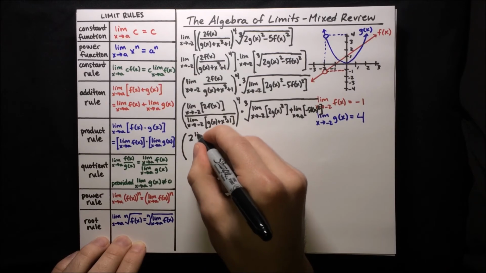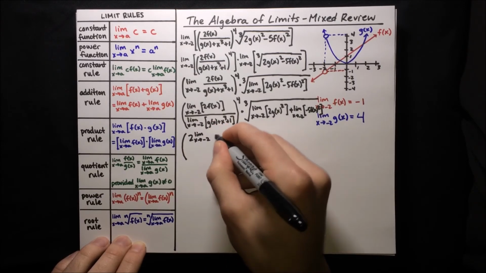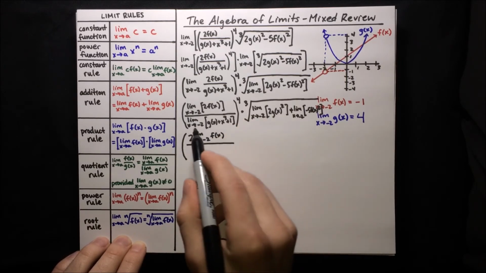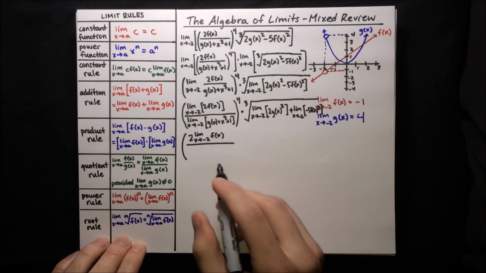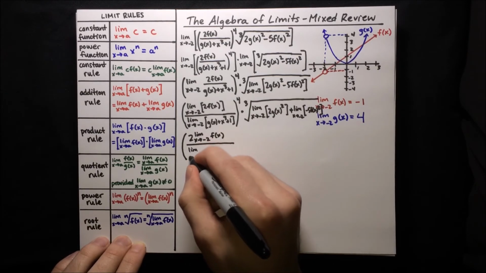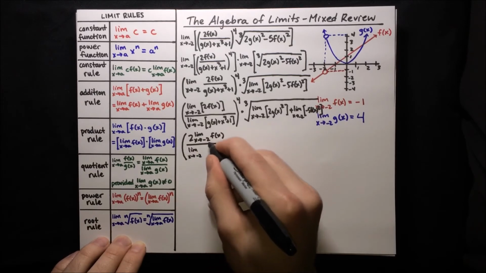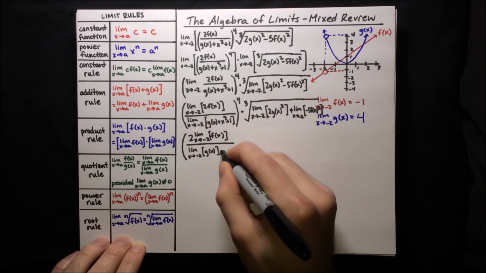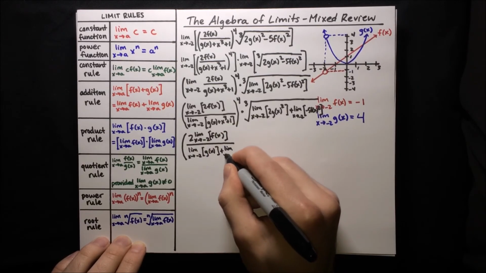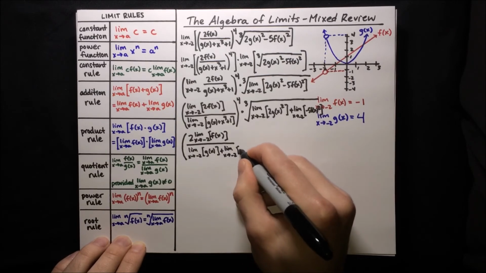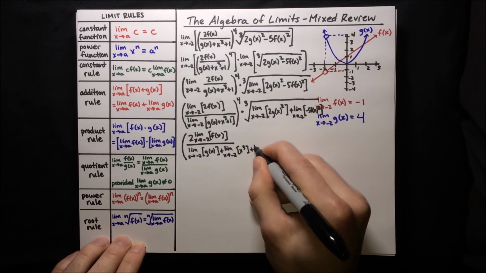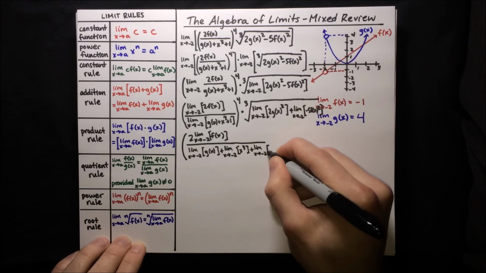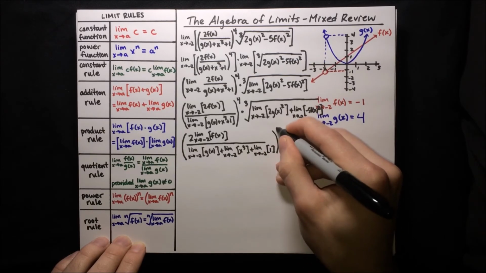So that's 2 times the limit as x approaches -2 of f of x in the numerator, and then in the denominator, let's split this up. So this is the limit as x approaches -2 of g of x. Let's put a bracket around here too, of g of x, then plus the limit as x approaches -2 of x to the third, then plus the limit as x approaches -2 of 1. That's to the fourth power.